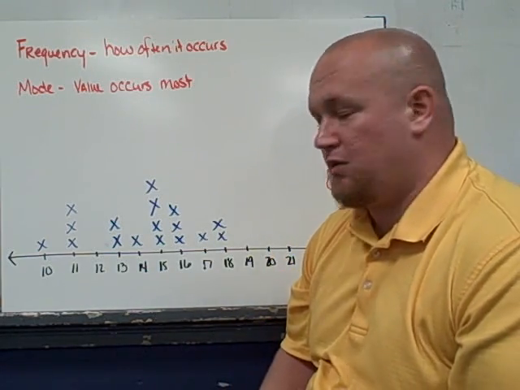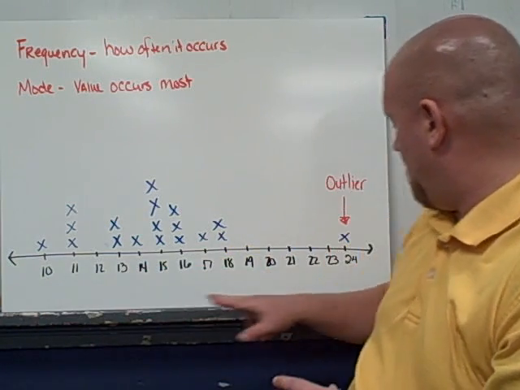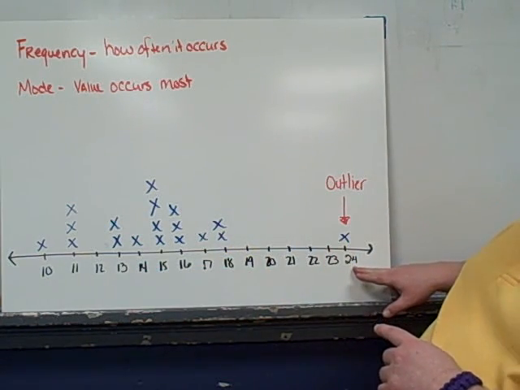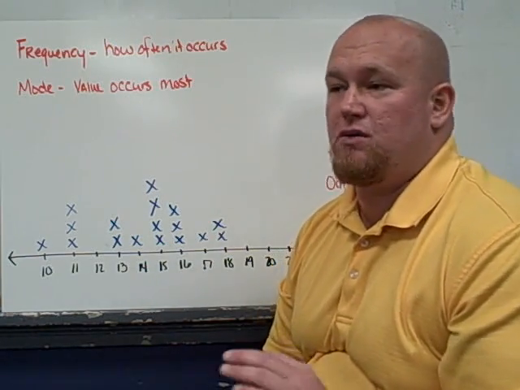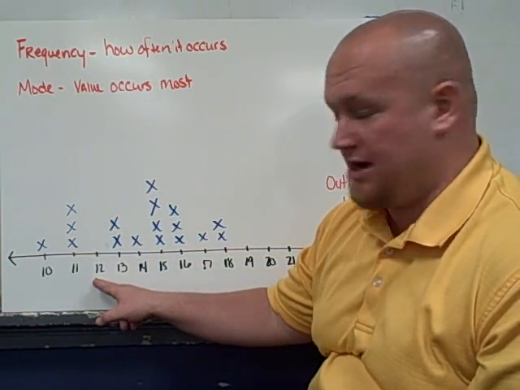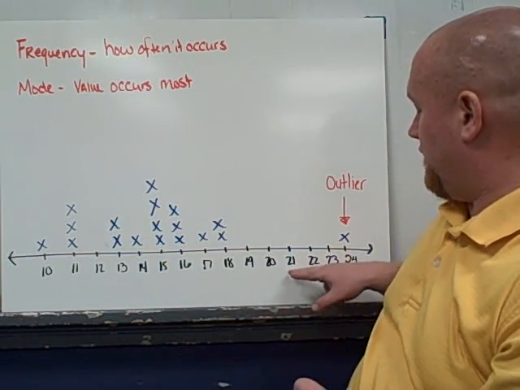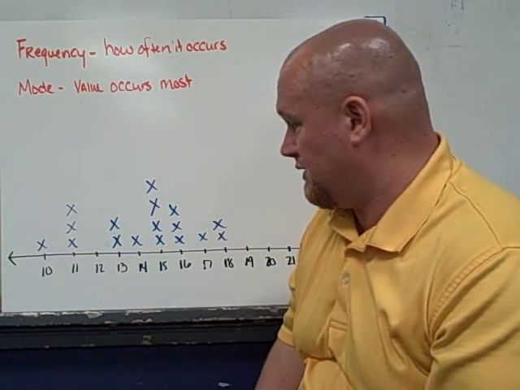You'll notice that the range of my data goes from 10 all the way up to 24. It's hidden out here behind my big body. I included some numbers that I have no data on. 12 didn't occur in my data set. Neither did 19, 20, 21, 22, or 23.